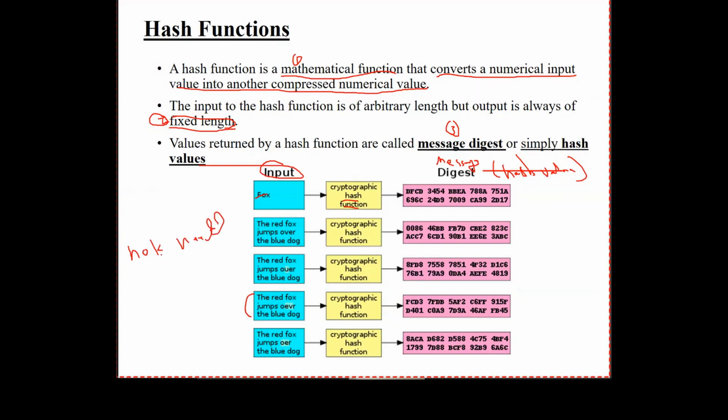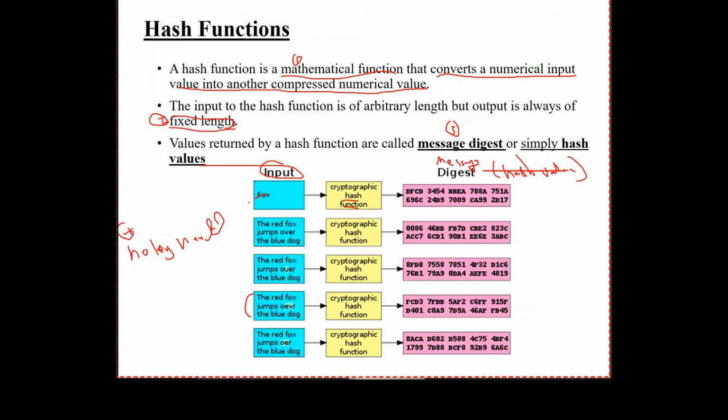No key. Okay, key is not needed here. This is the fourth thing that you need to remember. So a hash is a mathematical function that converts a numerical input to a numerical compressed output. The output has a fixed length, no matter how long the input is. We call the output the message digest, or the hash value, and there's no key needed here.